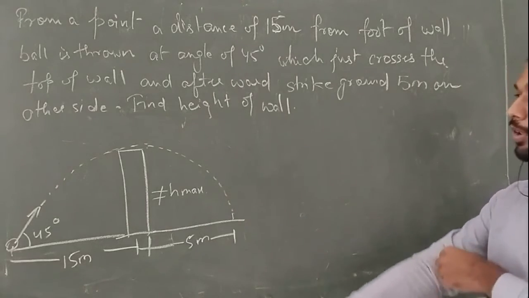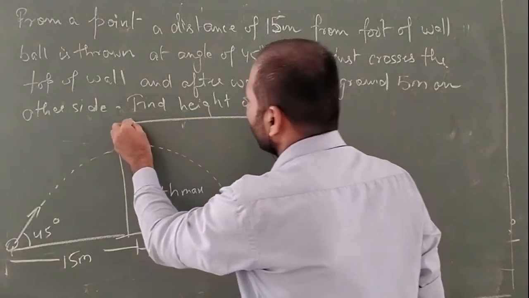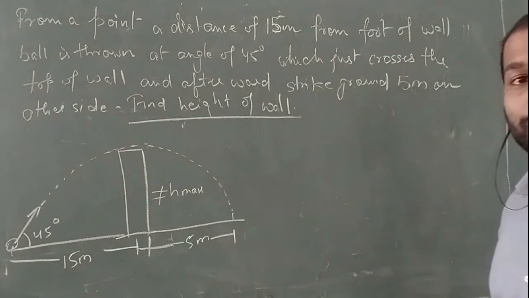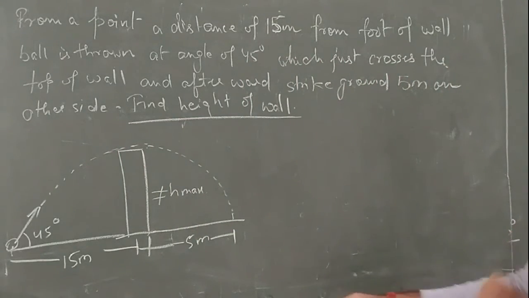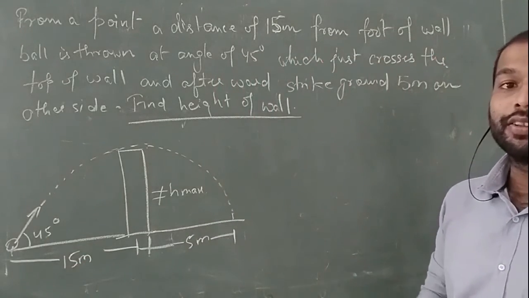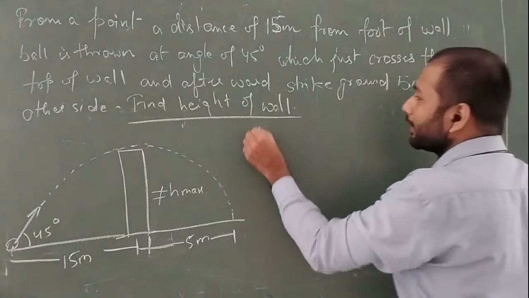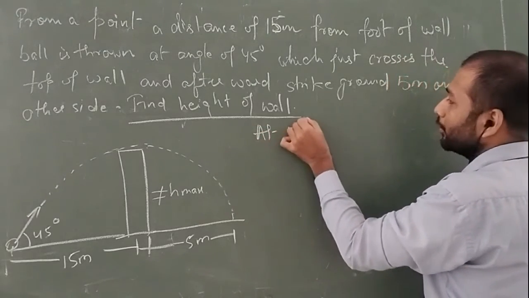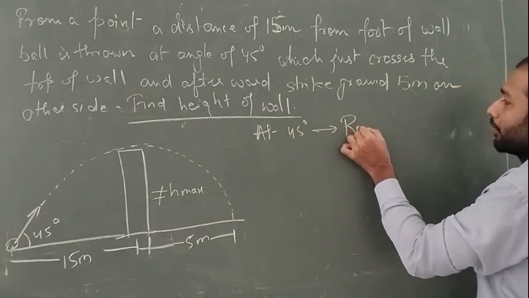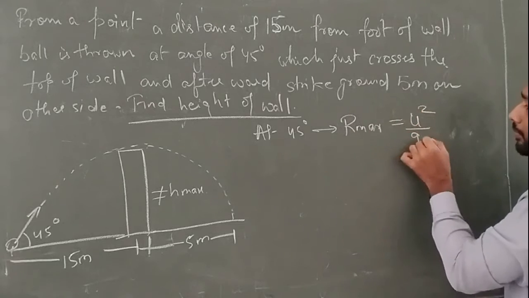Okay, now calculate what we have been asked, that is the height of the wall. So the height of the wall is the thing to be determined. Now see what is given to us: the projectile is projected at 45 degree. So you know what happens at 45 degree. Again, at this 45 degree, you know the range is maximum. And what is that maximum range? That is u square by g.